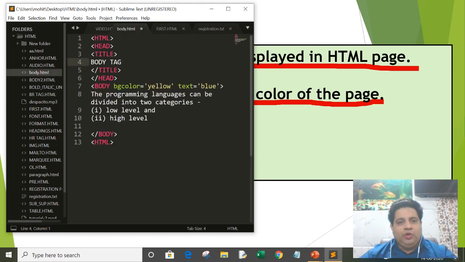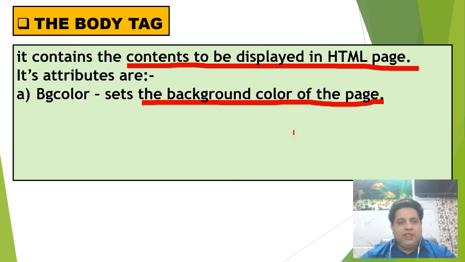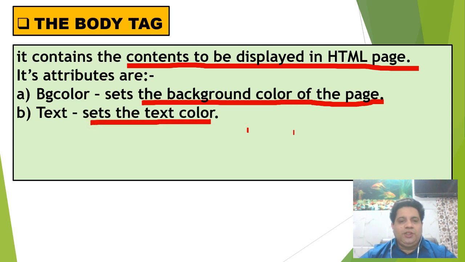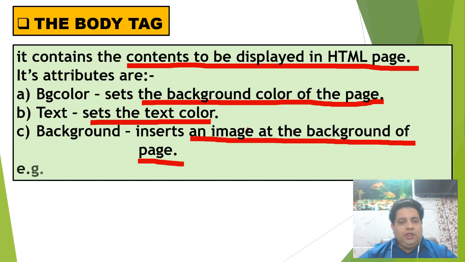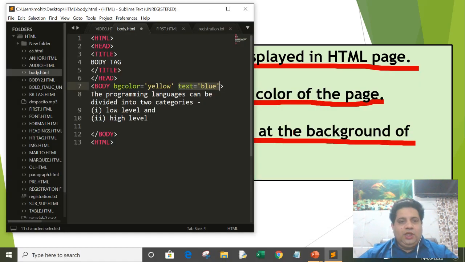See, inside the body tag, I have used BG color equal to yellow and text equal to blue. The second attribute is text. It sets the text color, that is, the color of the text that is displayed within the body of the document. Then there is background. It can be used to insert an image at the background of the page. For example, concentrate on this line.